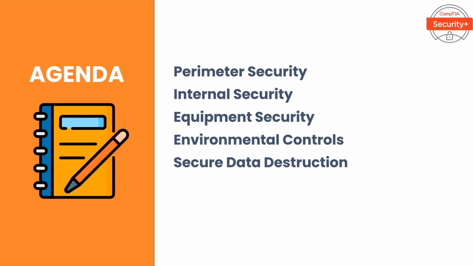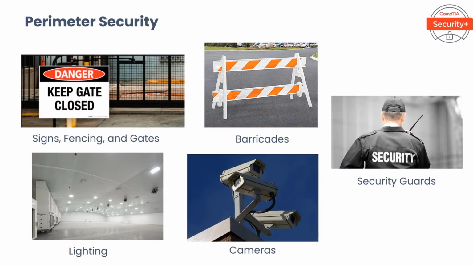In this lesson, we're going to talk about the physical security controls, covering perimeter security, internal security, equipment security, environmental controls, and secure data destruction. So when planning security for network scenarios, many organizations overlook physical security.